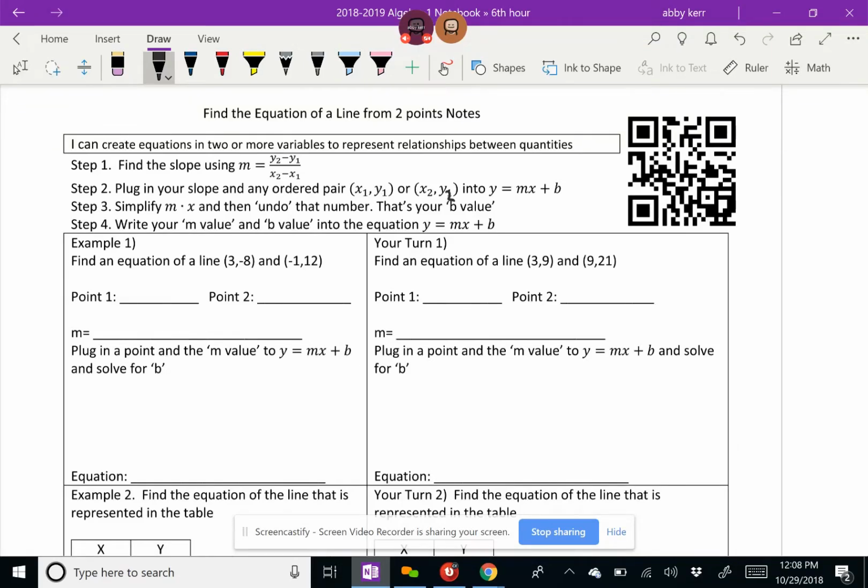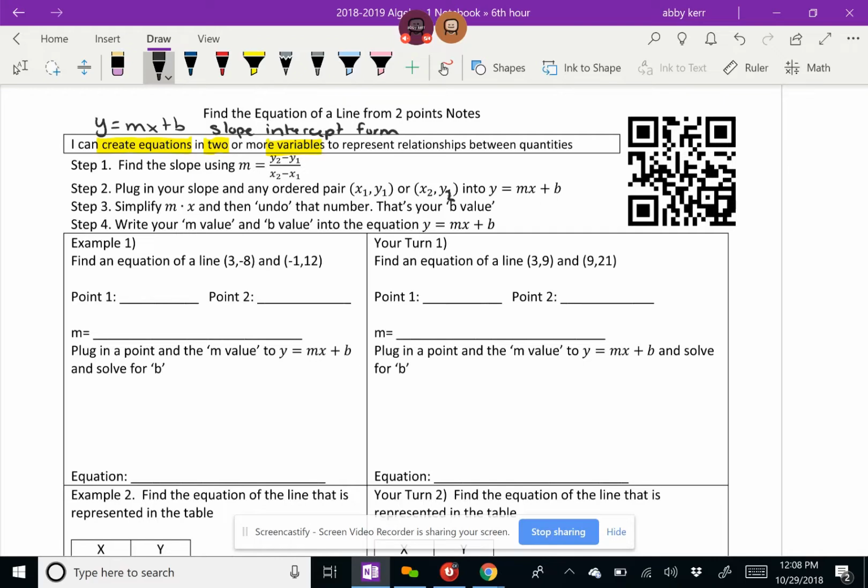In these notes, we're going to find an equation of a line from 2 points. The learning target says I can create equations in 2 or more variables. So we're actually going to just talk about 2 variables, the y and the x. The only equation you know thus far is y equals mx plus b, which is our slope-intercept form. So our answers are actually going to look like y equals mx plus b.